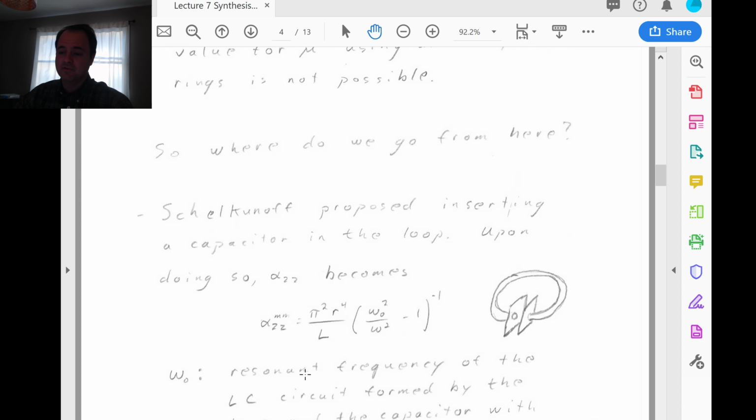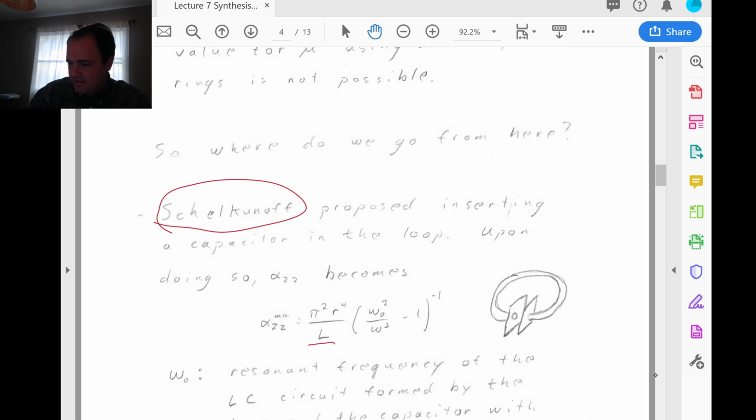Shulkinoff proposed inserting a capacitor in the loop. So really I have to find out exactly when this is, when actually he did propose this. So I have to dig this up. It's going to be interesting. He was a very smart fellow. So he proposed inserting a capacitor in the loop. Upon doing so, the alpha ZZ changes. So it's no longer just this part of the term, but you have this in there as well. All right?